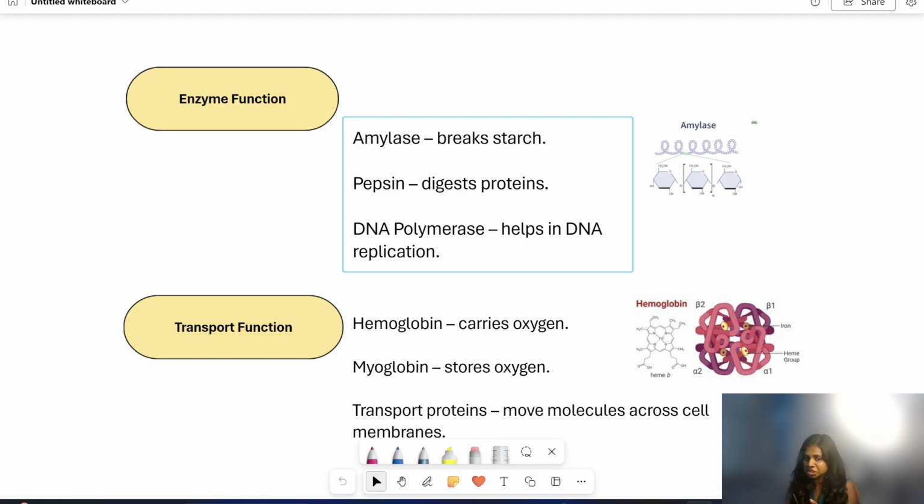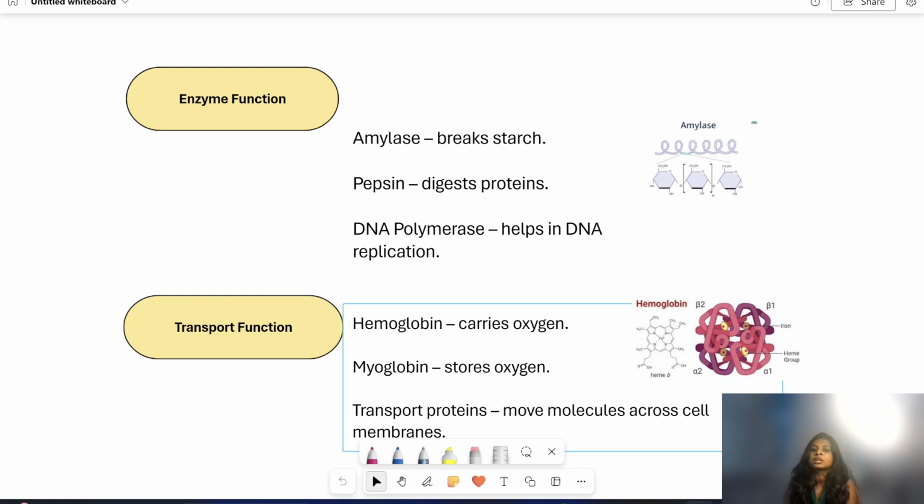The third function is transport function. Transport proteins act like delivery trucks, carrying vital molecules where they are needed. These are some of the carrier proteins. Hemoglobin carries oxygen, and myoglobin stores oxygen. Some transport proteins present in the cells move molecules across cell membranes.